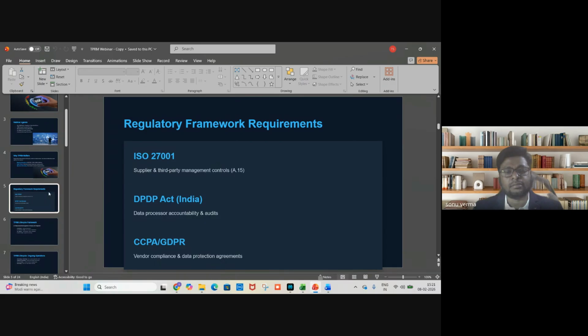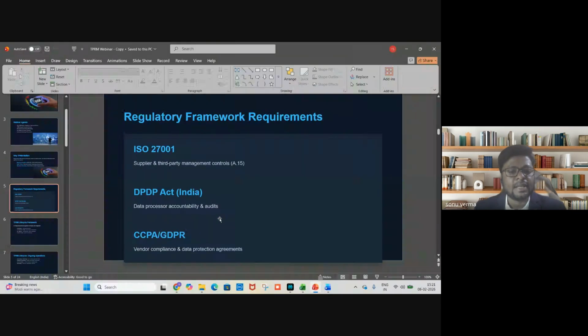Now, with that, what is the requirement? Why do we need to conduct this part? Okay, third party, because ISO says under section 18.15 that supplier and third party management control needs to be audited. Now, the Indian DPDP Act says data processor accountability and audit needs to be taken care of. CCPA, that is the California Consumer Privacy Act, and the GDPR say, yes, the vendor has to comply with data protection.